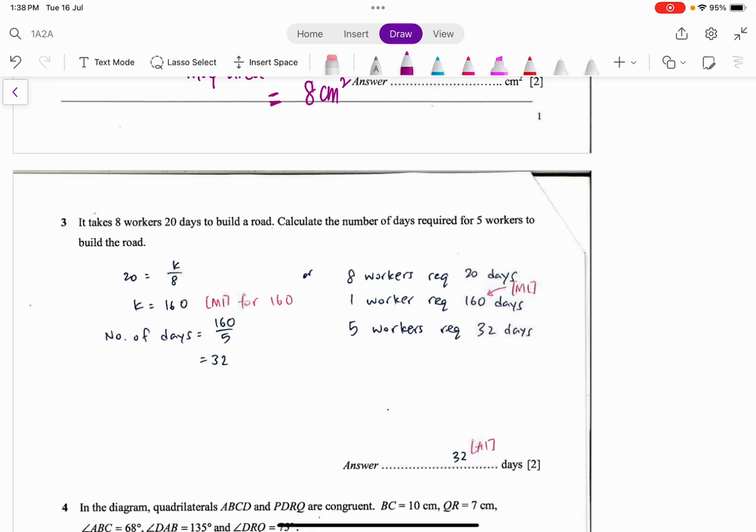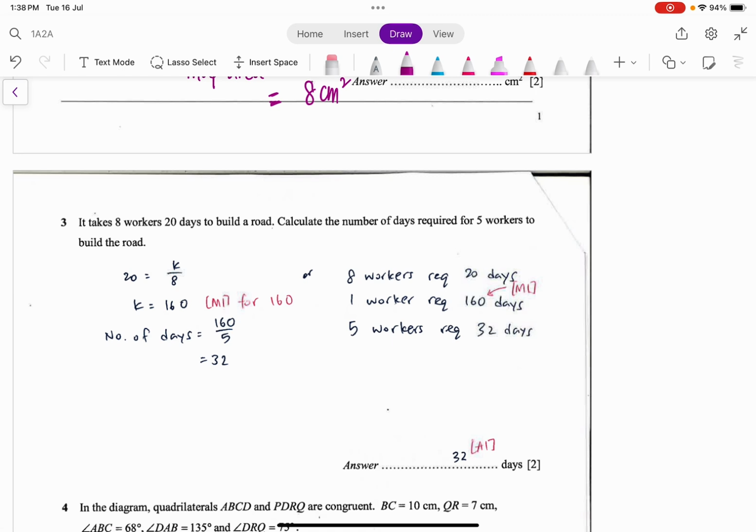Sometimes questions in direct or indirect proportion can be like question 3. Got see question 3 before? Got read question 3. I think they didn't tell you it's from proportion, right? Anybody still copying this? Eight workers, 20 days to build a road.